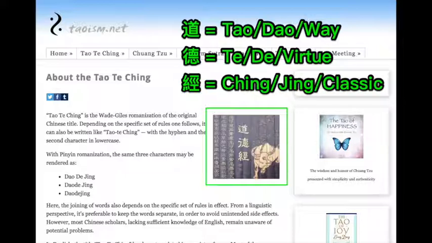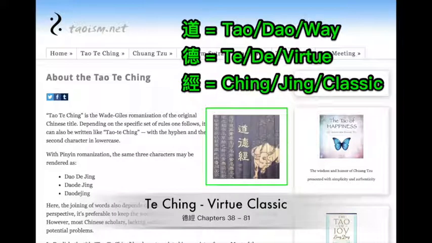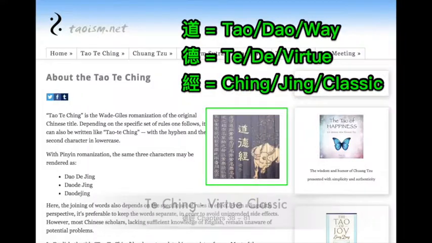So de can be simply translated very accurately as virtue, because both the English and the Chinese have the same dual meaning. People try to mess around with this and translate de as power. Well, that's one half of it. Or they try to translate it as integrity, also a poor translation. So there's nothing more we need to do than to leave it as virtue, and therefore De Jing is simply the virtue classic. Again, the most accurate and the best way to translate the two.